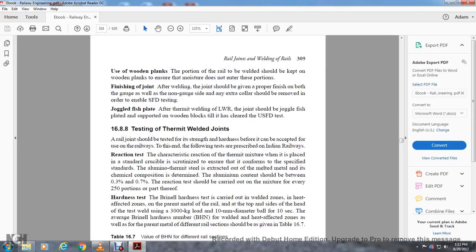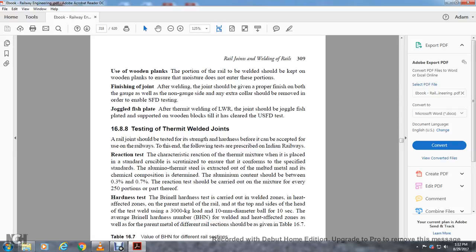Testing of thermite welding. The rail joint should be tested for strength and hardness before acceptance for use on the railways. The following tests are prescribed in Indian Railways. Reaction test: the reaction of the thermite mixture is placed in a standard crucible and scrutinized to ensure conformance with the specification in the standard.